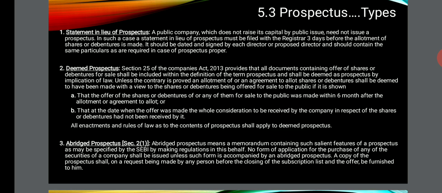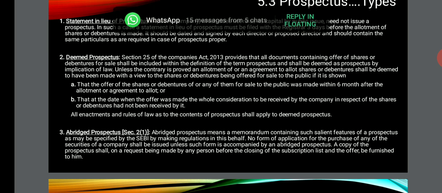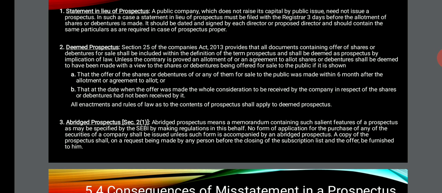Unless the contrary is proved, an allotment of or an agreement to allot shares or debentures shall be deemed to have been made with a view to the shares or debentures being offered for sale to the public if it is shown that the offer of the shares or debentures or any of them for sale to the public was made within 6 months after the allotment or agreement to allot, or that at the date when the offer was made, the whole consideration to be received by the company in respect of the shares or debentures had not been received by it.